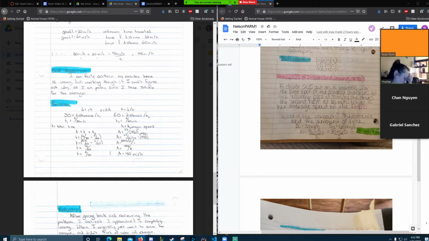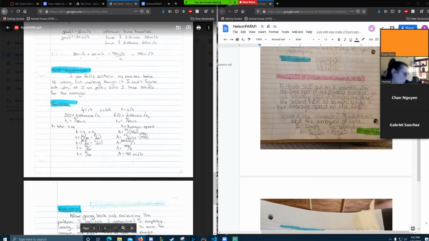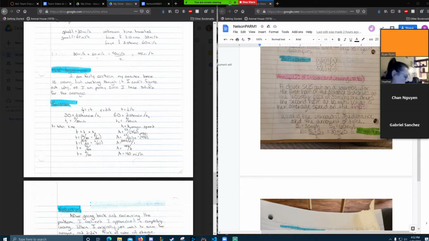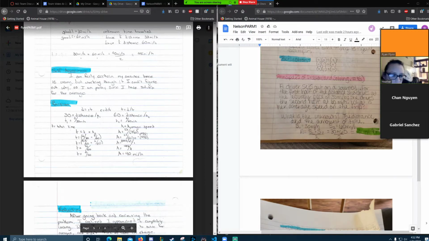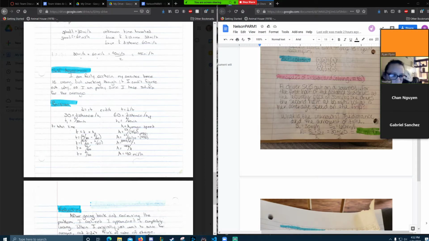So how did you come to 40? So yeah, this is kind of the way to change the distance right here with the equation. Distance equals rate times time, rate equals distance divided by time, and time equals distance divided by time. And so you have 30 miles per hour and then 60 miles per hour. So 30 equals distance over time, and 60 equals distance over time. And to make it simple, I made T1 equal D over 30 miles per hour, and T2 equal D over 60 miles an hour.